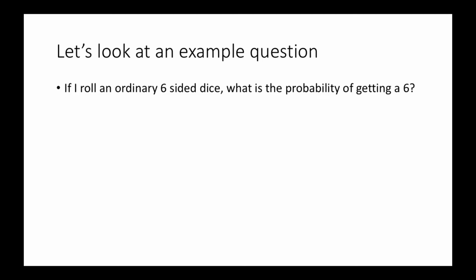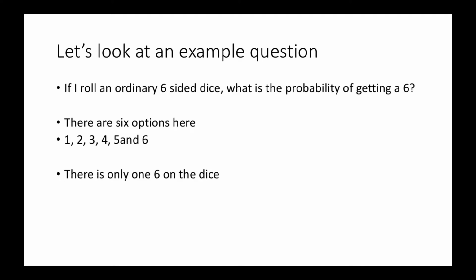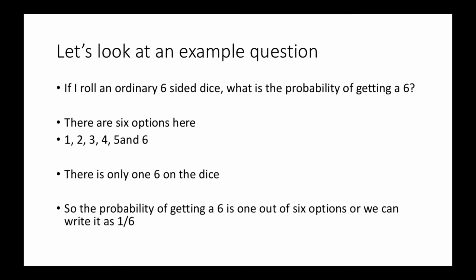If I roll an ordinary 6-sided dice, what is the probability of getting a 6? There are 6 options on a 6-sided dice: 1, 2, 3, 4, 5 and 6. There is only one 6 on the dice, which means the probability of getting a 6 on a dice is 1 out of 6 options, or we can write it as 1/6.